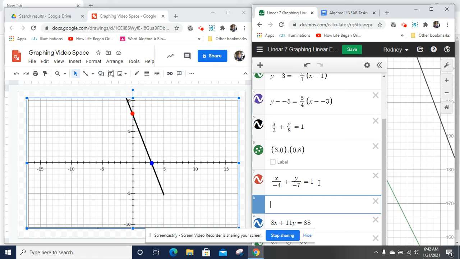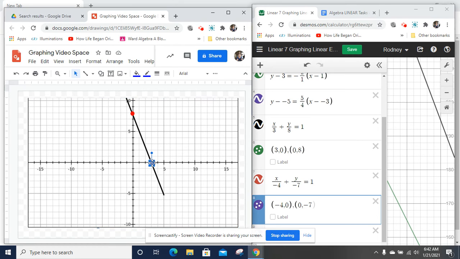The x-intercept is going to be (negative 4, 0). Okay. And the y-intercept will be at negative 7, so x will be 0, and y will be negative 7. And now we just have to plot those. So I'll grab this x-intercept and just move it over to negative 4. And I'll grab this y-intercept and I'll just move it down to negative 7. And then I'll grab my line and adjust it as I need to.